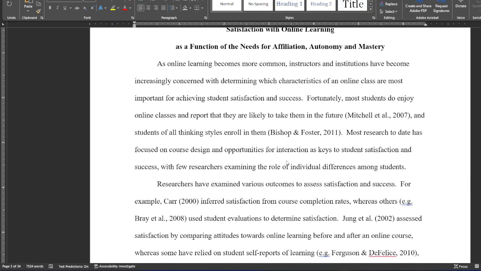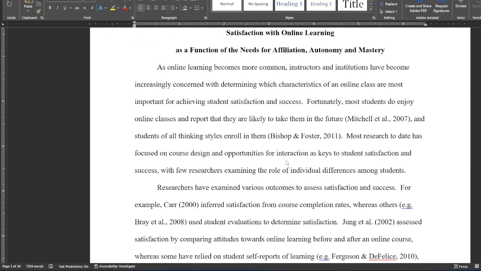Now, what are the rules for when to cite? The overarching rule is as soon as you say something that is derived from another source, you need to cite that source as soon as you possibly can. So you'll notice in my sentence here, fortunately, most students do enjoy online classes and report that they are likely to take them in the future. That part I got from Mitchell et al. So as soon as I said that, I cited that.